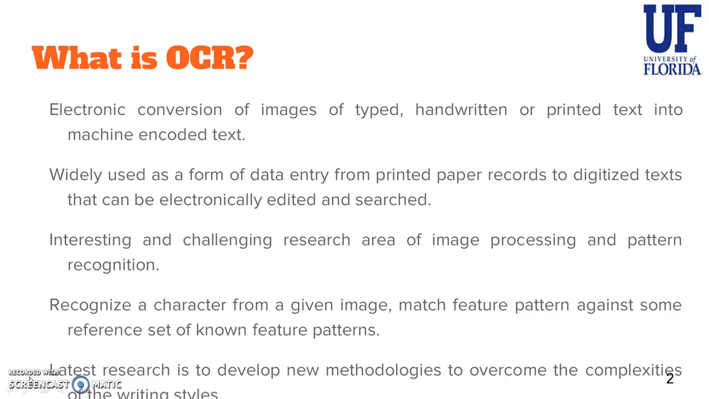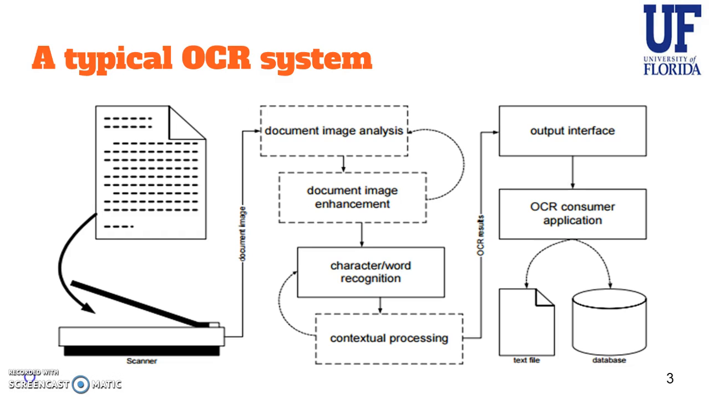So the basic system includes recognizing a character from a given image, matching the features against a set of defined patterns that we have, and then giving the output as desired. This is a pictorial representation of a typical OCR system.